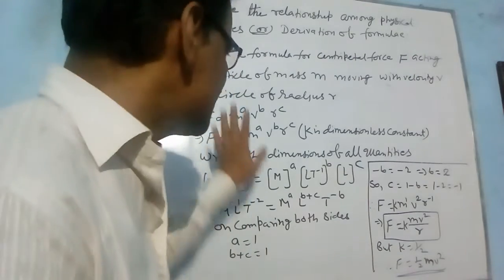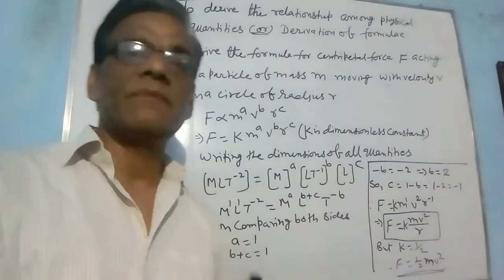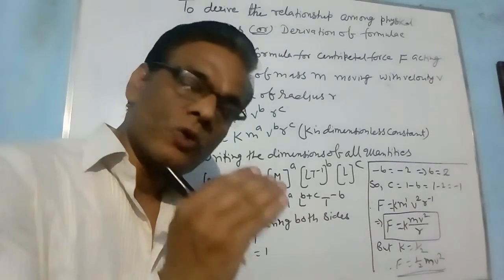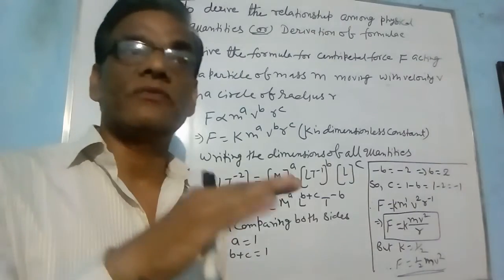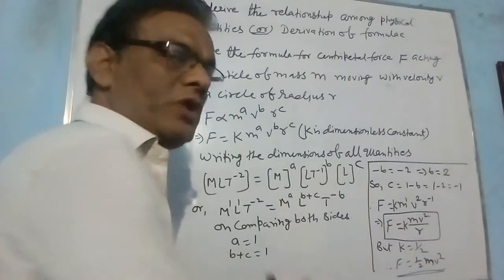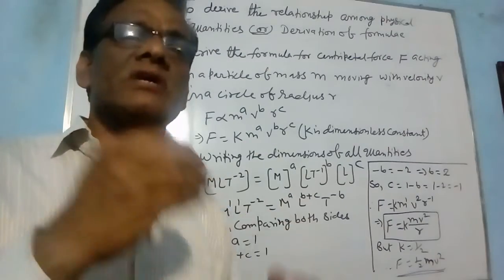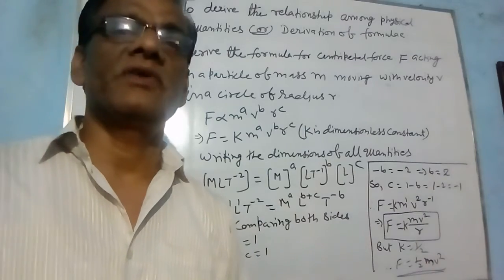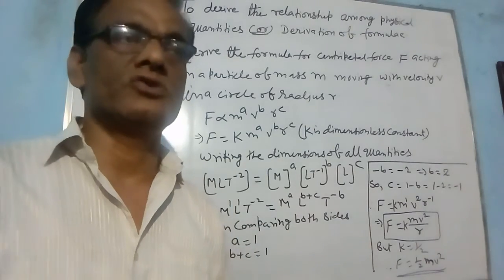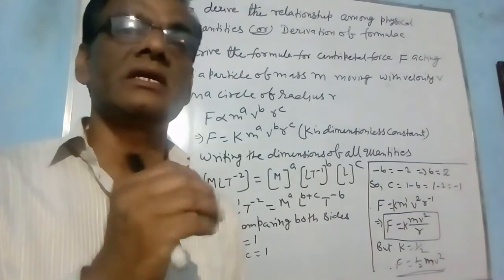Clear? So this is the simple method to find the relationship between different physical quantities, or you can find the formula. So by using this, you practice more and more, and after that you can find the relationship of a very difficult substance also, because this is a very, very simple method.